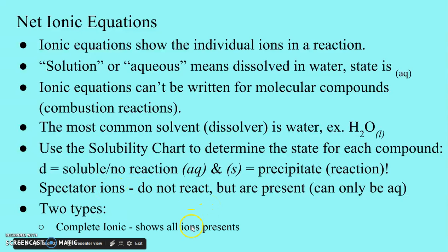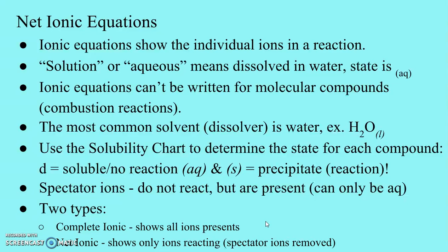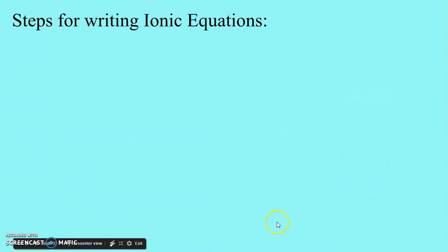There are two types. There's complete ionic, which shows all the ions present, and then there's net ionic, which shows only the ions that are reacting. So you've removed the spectator ions. That's what we mean by net ionic equations. You have to write a complete ionic equation, then you write the net ionic equation.